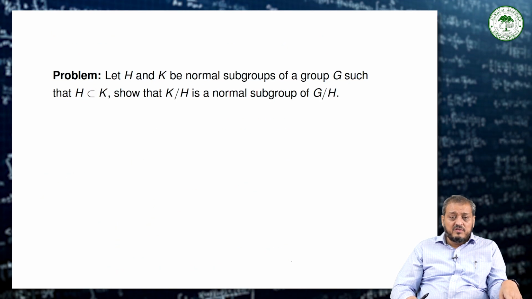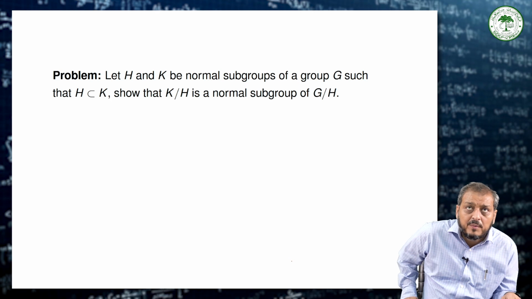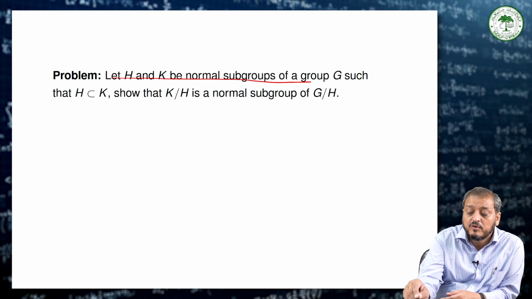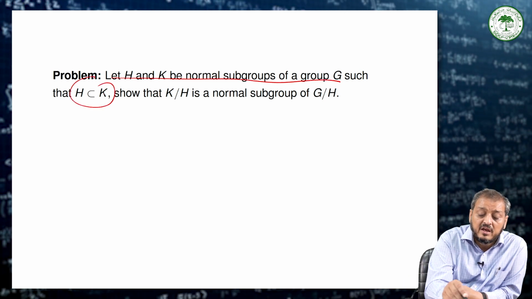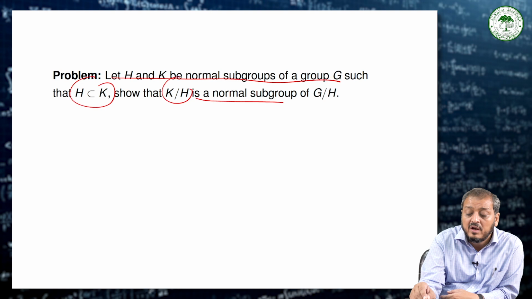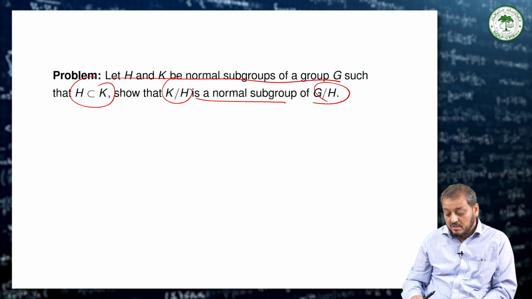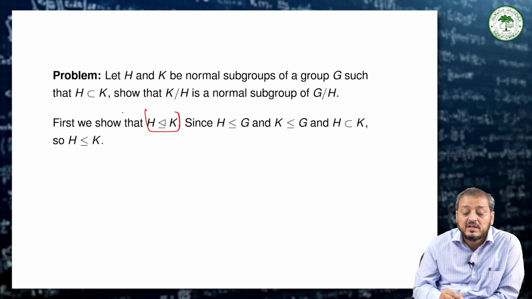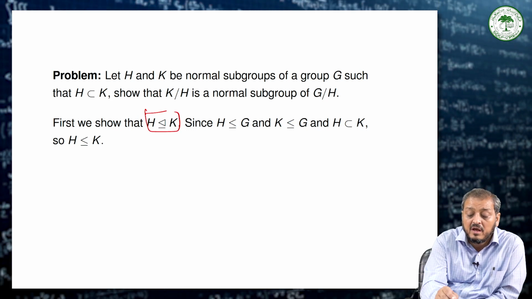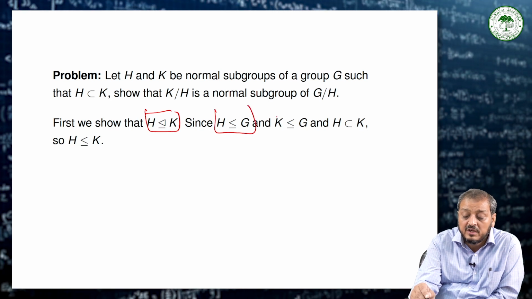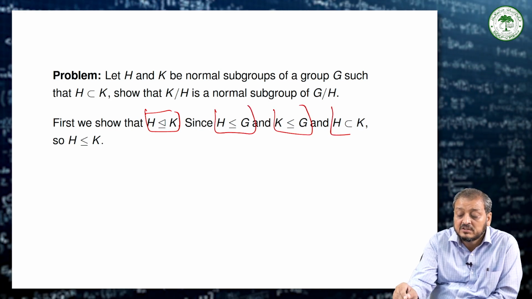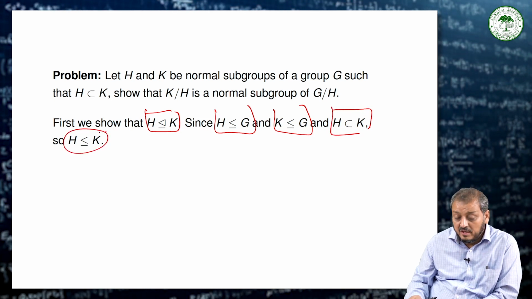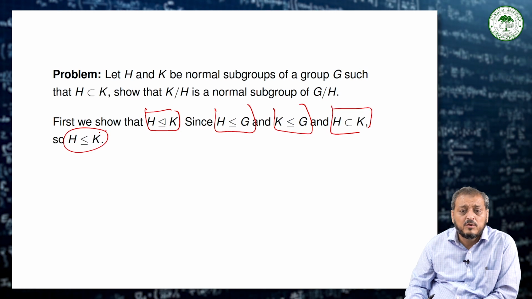Okay, so now we have another problem. We have to show that if H and K are normal subgroups of a group G such that H is contained in K, then K by H is a normal subgroup of G by H. First we show that H is normal in K. Since H is a subgroup of G and K is a subgroup of G, and H is clearly a subset of K, H is a subgroup of K.